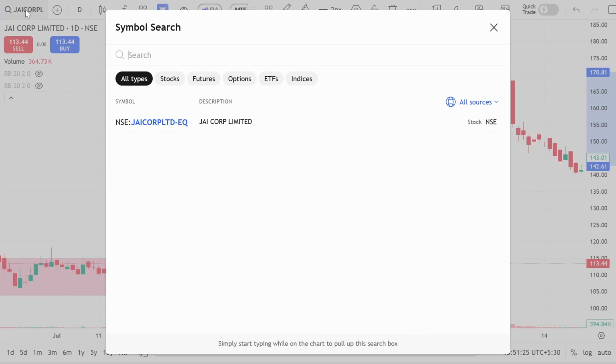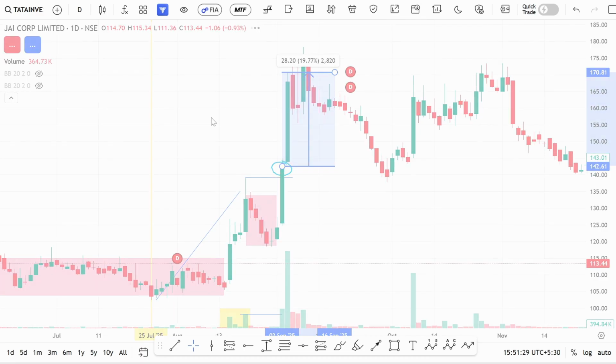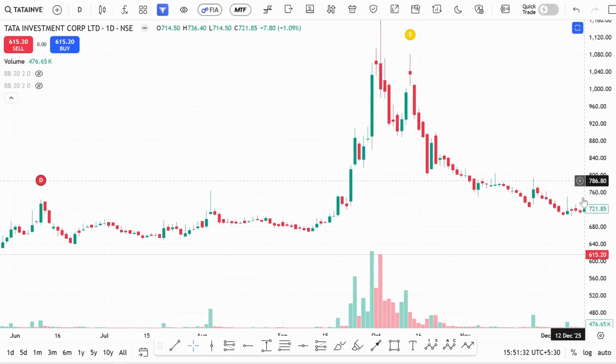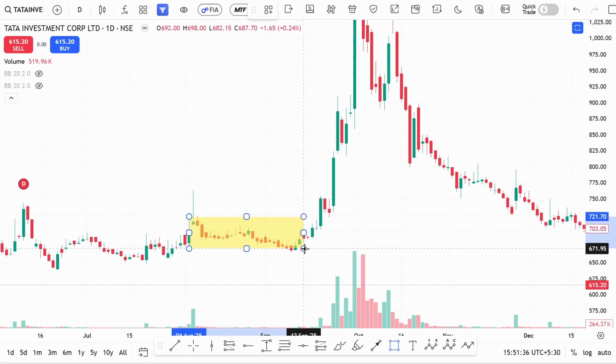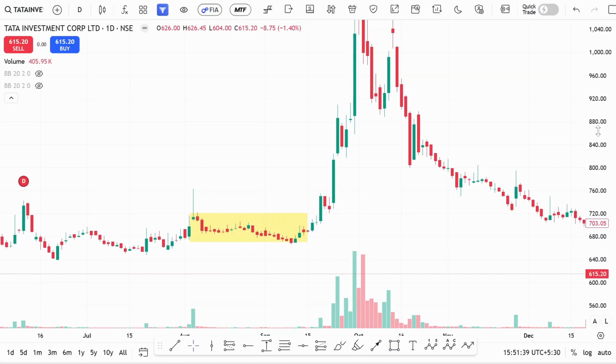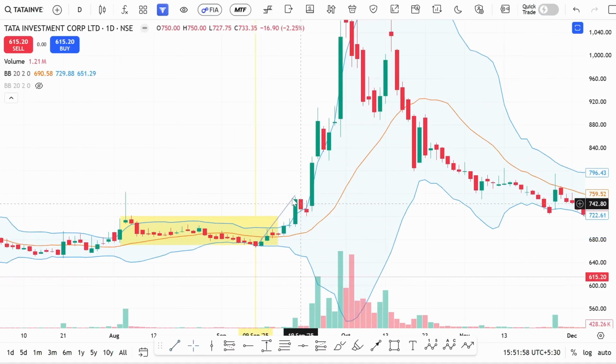If I take a few more stocks, let's say Tata Invest, we want above 3%, any profit is fine. You can see Tata Invest is also trading at the same levels. If you observe, this entire zone is the accumulation zone. That is what we want. Then it should give a breakout of the upper Bollinger Band. The first logic is that a minimum of one candle should trade below the lower Bollinger Band, which we can see here, and it should give a breakout of the upper Bollinger Band. Exactly, it has given a breakout.